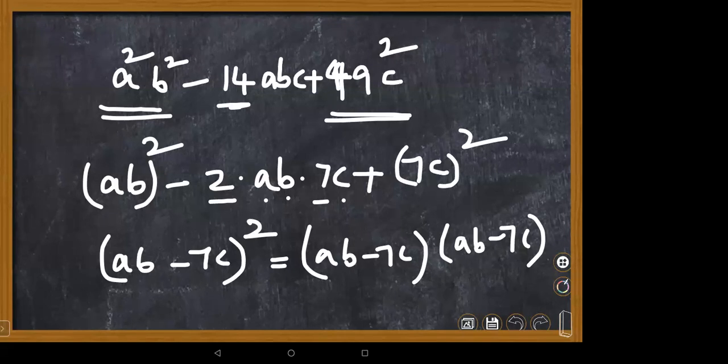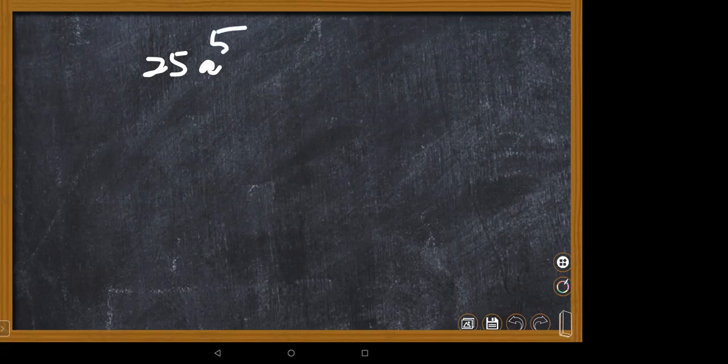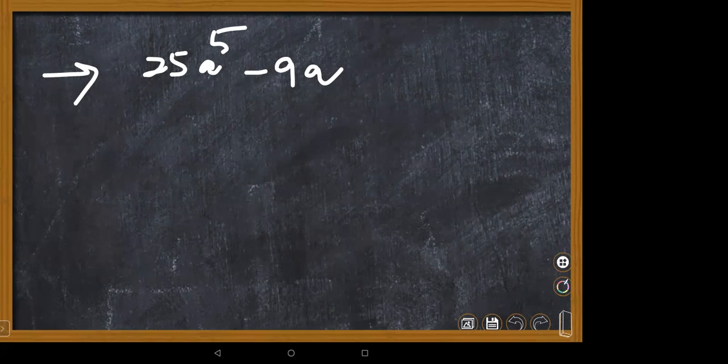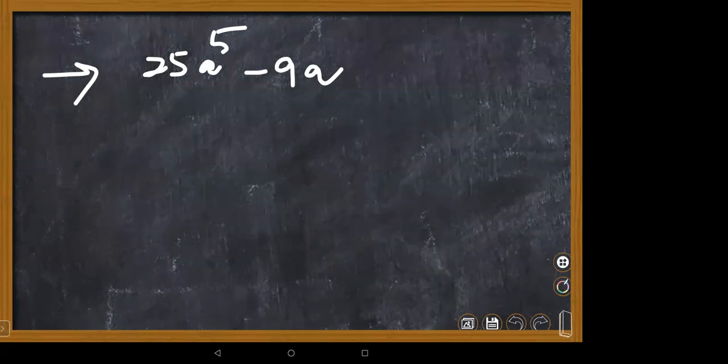These are basic questions, children. Now, a small change. This is 25 a to the power 5, minus 9a. Come on, children, please. This is your question. You have to factorize it. So how am I supposed to do it? Can I do it directly here? There is no way if I do it directly here.